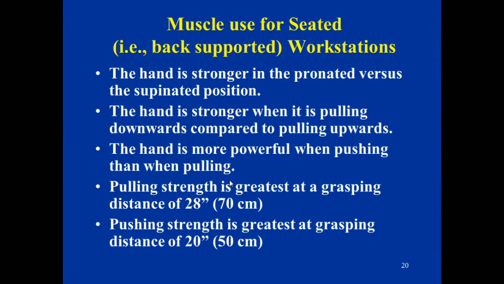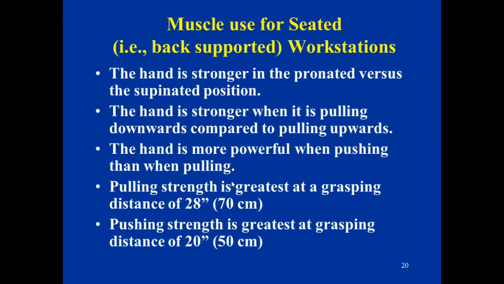For seated workstations, the hand is stronger in the pronated versus supinated position. Remember, pronated is with the palms facing down, supinated with the palms pointing up. The hand is stronger when it is pulling downwards compared to pulling upwards. That means the hands are in the pronated position, pulling in the upward and lower positions. The hand is more powerful when pushing than pulling. You've all experienced that. You have a little more coordination when pulling something, but certainly more force when you're pushing.